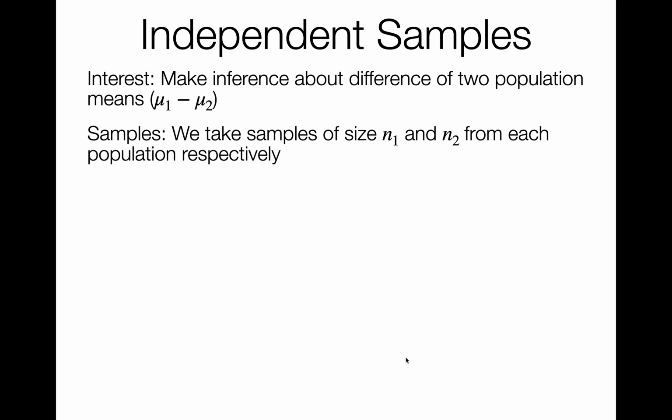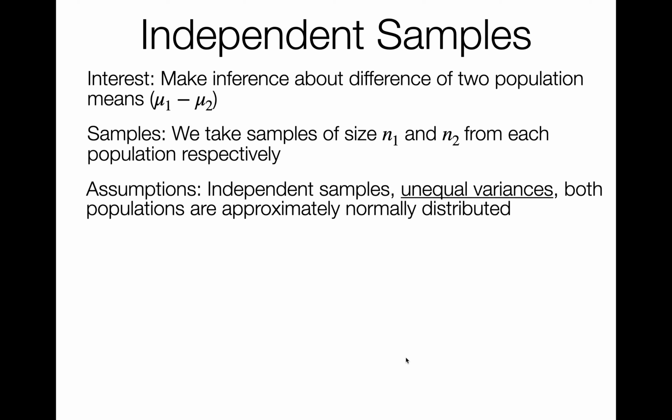Let's look at the sampling scheme that is employed when we have two samples and they're independent. We take samples of size N1 and N2 from each population respectively. N1 and N2 do not have to be the same. I can take a sample of size 500 from one population and a sample of size 1000 from the other one. That's okay.